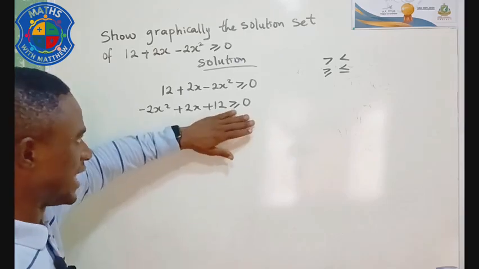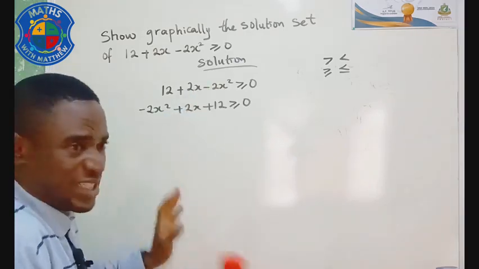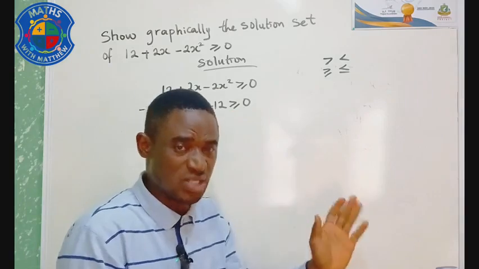You know, I've not done anything here. I've not even changed the sign. We can still do it without changing the sign or equating this one to 0. We are still going to get what we want to get.